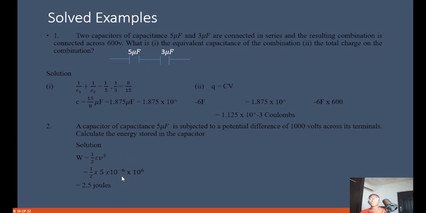I'm sure we derived all this formula in the previous slide. 1/2 C. And what was our C? 5 times 10 raised to power minus 6, because this is microfarad. Then multiplied by the volt, which is what? 1000 volt across its terminal. We had 1000, but 1000 square was what we wanted to use, because the V is squared. That's why we have it as 10 raised to power 6 here. And when we do our normal calculations, we are going to get 2.5 joules.